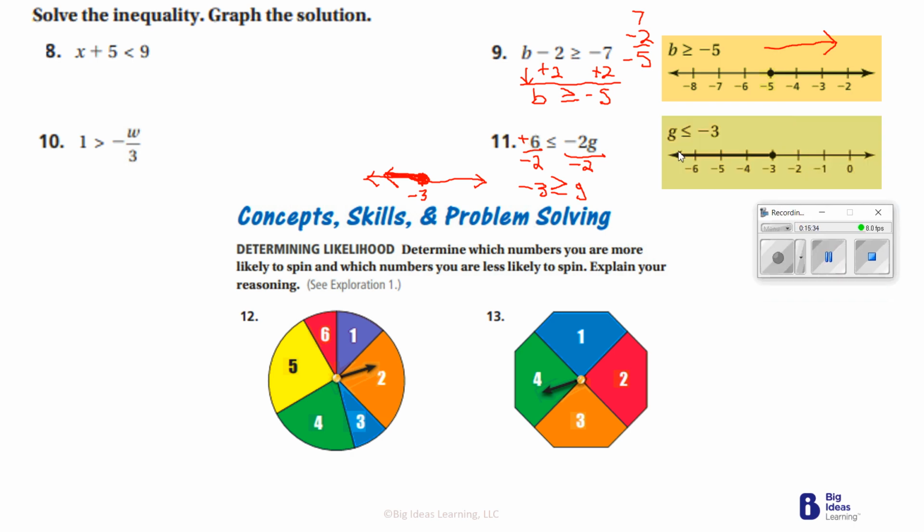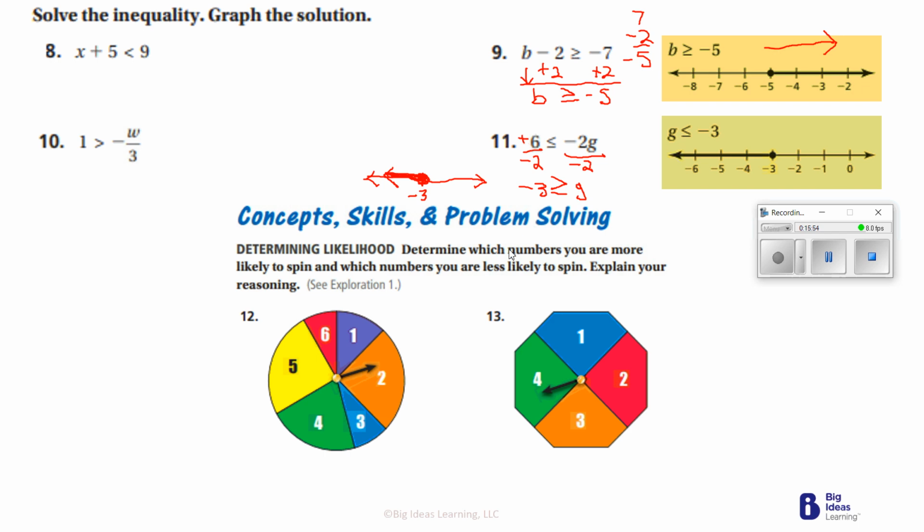It shows here g is smaller than or equal to -3. That's what we got here. g is smaller than or equal to -3. They put a dot at -3 like we did, and we put an arrow pointing in this direction to all the numbers smaller. All right, number 13 is next for me.